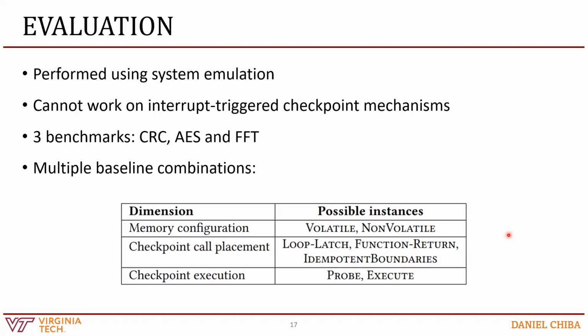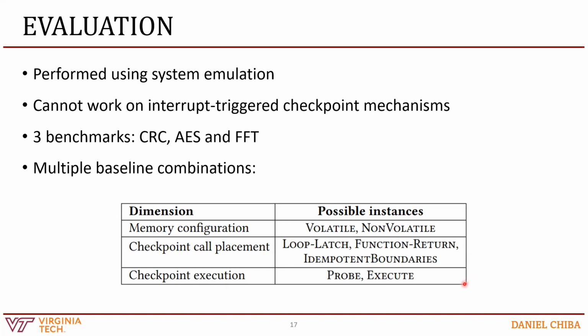Some systems will write all of their data to non-volatile memory. And so they will only save registers and restore registers at checkpoints. That's where non-volatile comes in. Volatile is similar to what we discussed earlier. Checkpoints can also be inserted at different locations, either every function return or loop latches.